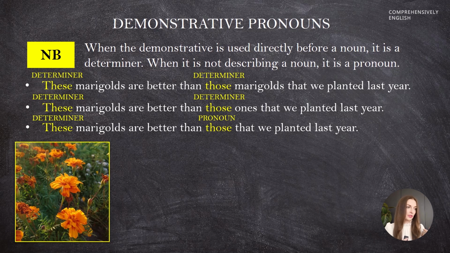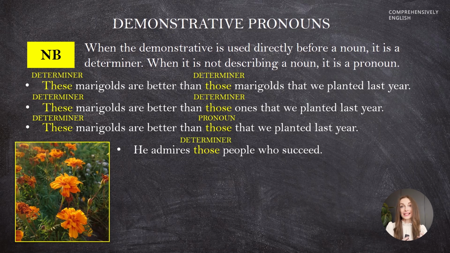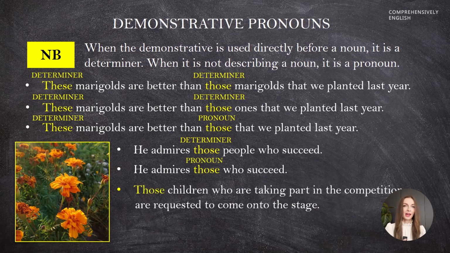Another couple of examples. He admires those people who succeed. Those is a determiner. It describes the noun people. Let's change this sentence. He admires those who succeed. In this case, those is a pronoun. And the last couple of examples here. Those children who are taking part in the competition are requested to come onto the stage.